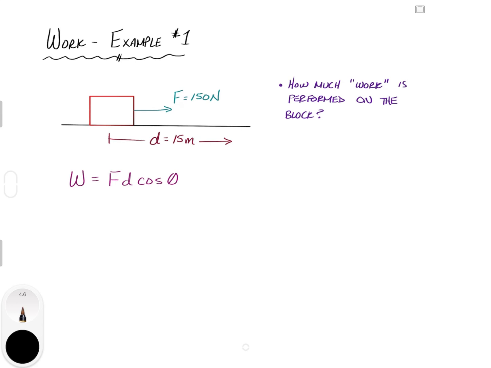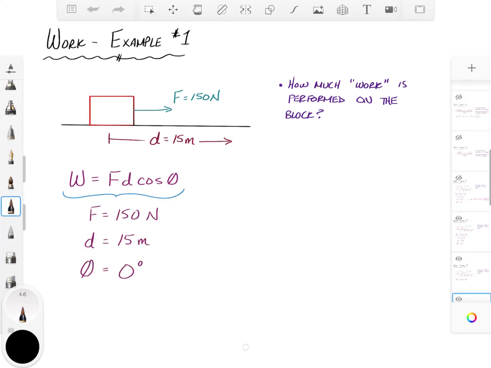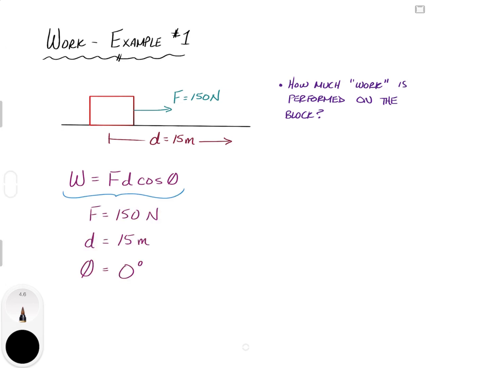So if we recognize that based on the fact that we're given a force and we're given a distance, we're going to utilize the force times distance times the cosine of the angle between those two, between the force and the distance. So let's list out what we know. We know that the force is 150. We know the distance is 15 meters.